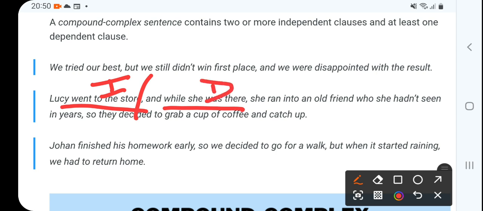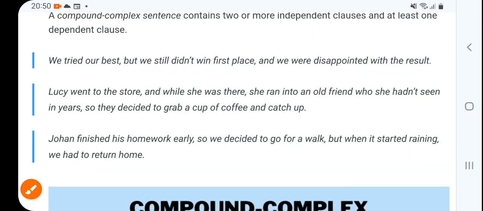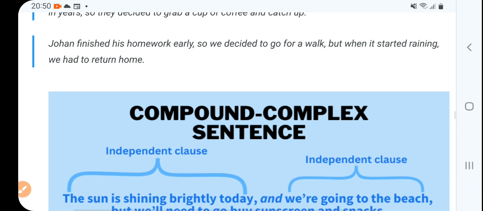"She ran into an old friend," independent clause, "who she had not seen in years, so they decided to grab a cup of coffee and catch up." Now, "Johan finished his homework early, so we decided to go for a walk. But when it started raining, we had to return."